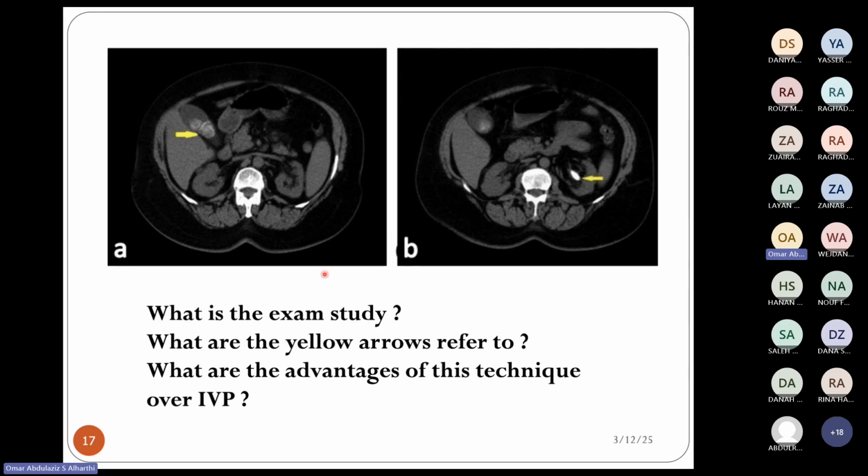So what is this exam? CT. Okay, so what is this arrow pointing to? Calcification. Stone. Calcification. Okay, you're right, but it's a stone. What about here? What are these calcifications? Stone. Where? Gallbladder. Gallstones, yes. Right.